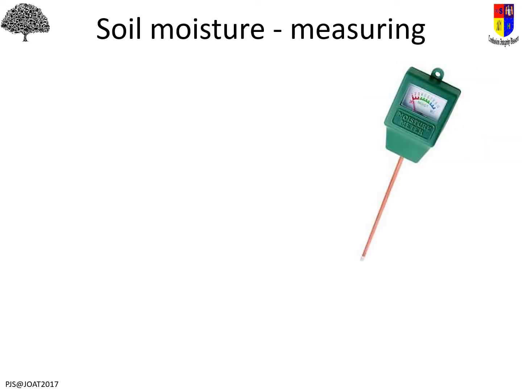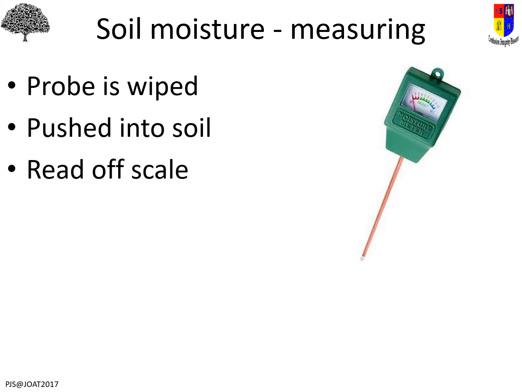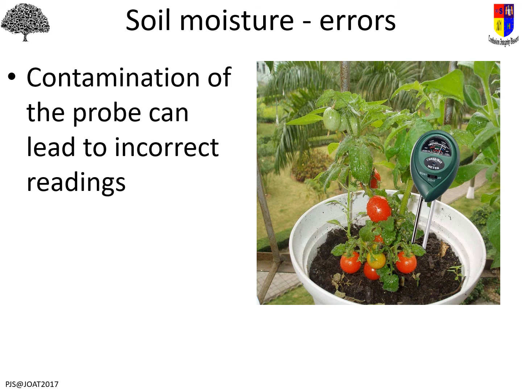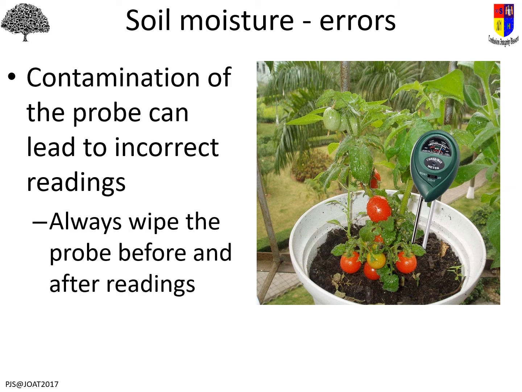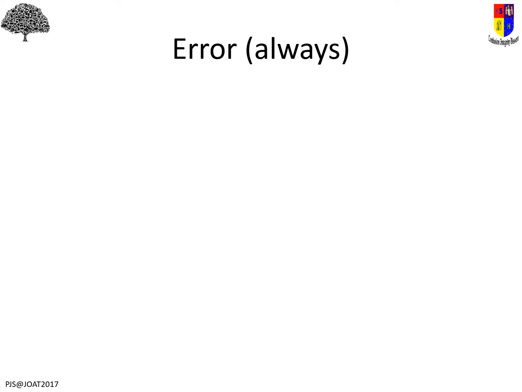Because soil moisture, again, looks very similar. You can see it looks very similar to the pH ones. So you wipe the probe, you push it in, you read off the scale. Nothing complicated. So your error is not wiping the probe. Every single time that you use a moisture meter, you should be wiping the probe before you put it in and after, so that it's ready for the next.